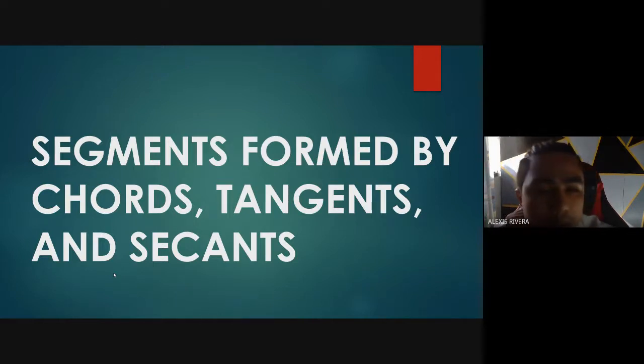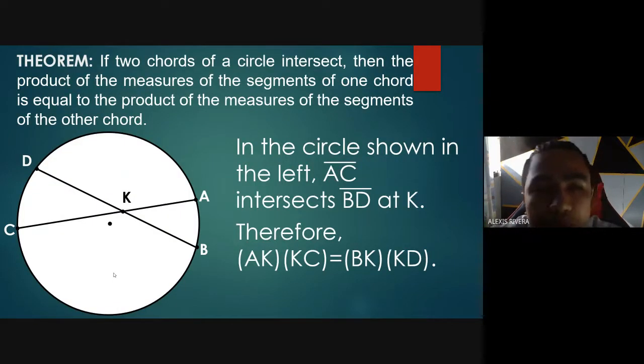Napakadali lang ito. Simpleng-simple. First theorem, if two chords of a circle intersect, then the product of the measures of the segments of one chord is equal to, again, the product of the measures of the segments of the other chord. Ibig sabihin daw, pag minultiply natin yung sukat ng dalawang segment sa isang chord, equal siya doon din sa segment ng nasa kabilang chord. Example, this one.